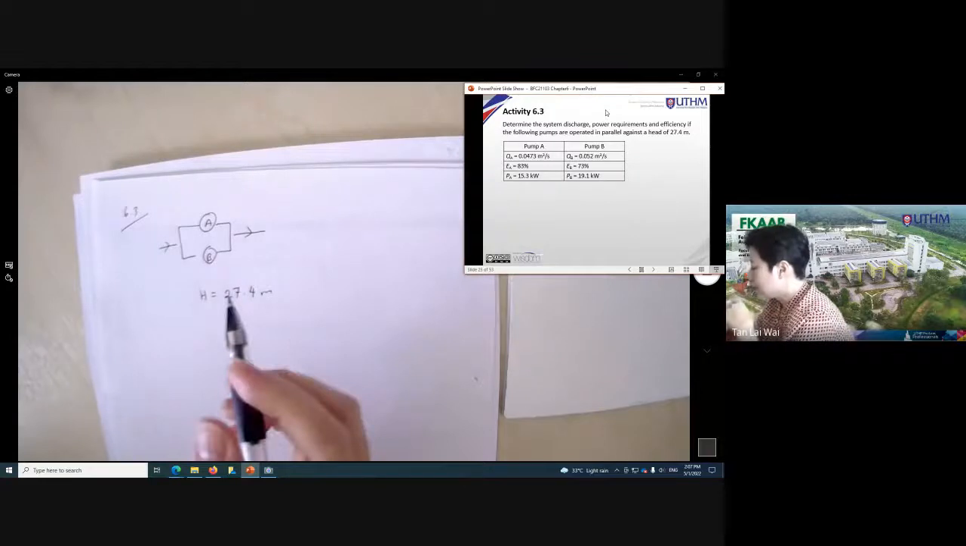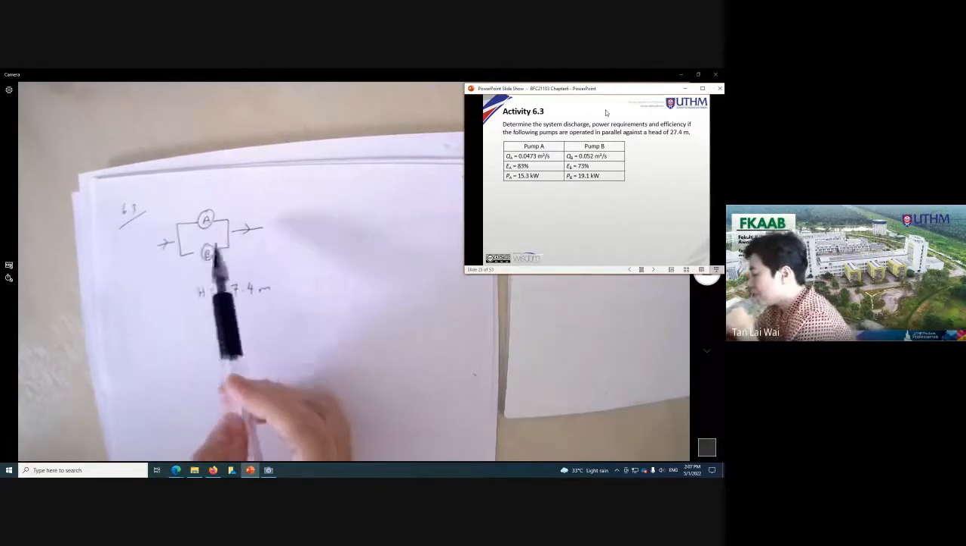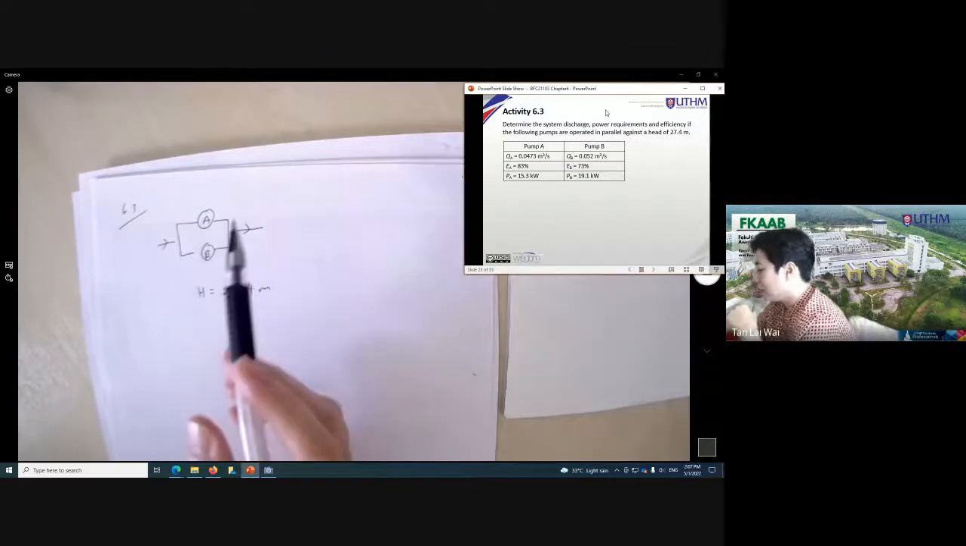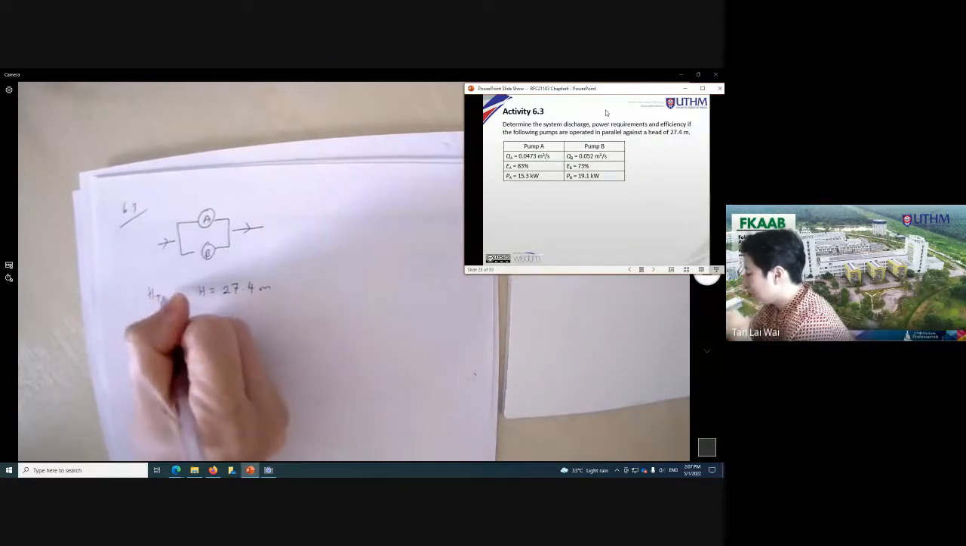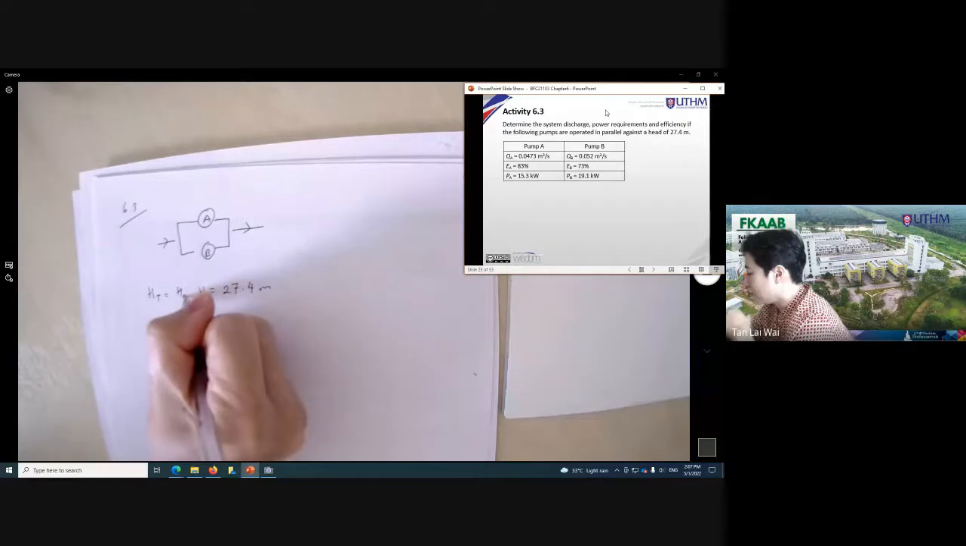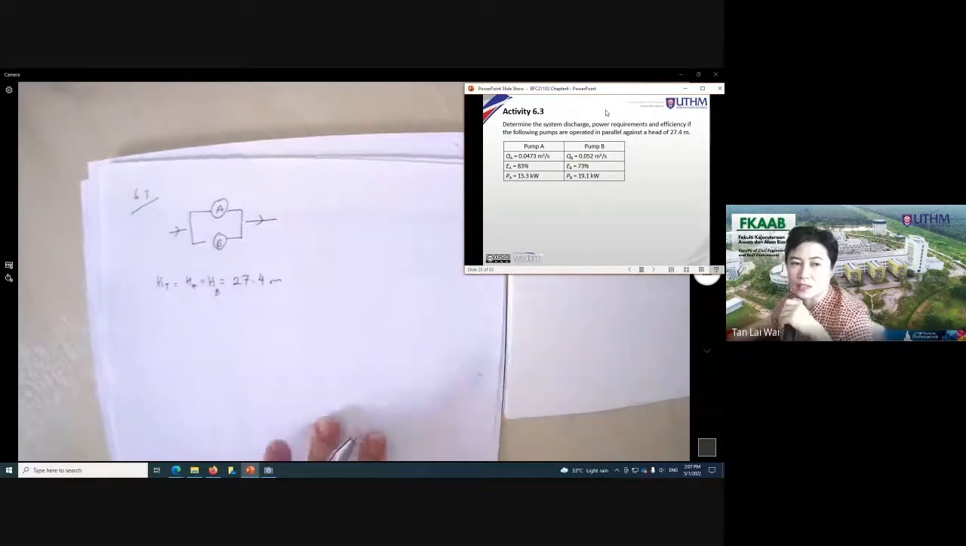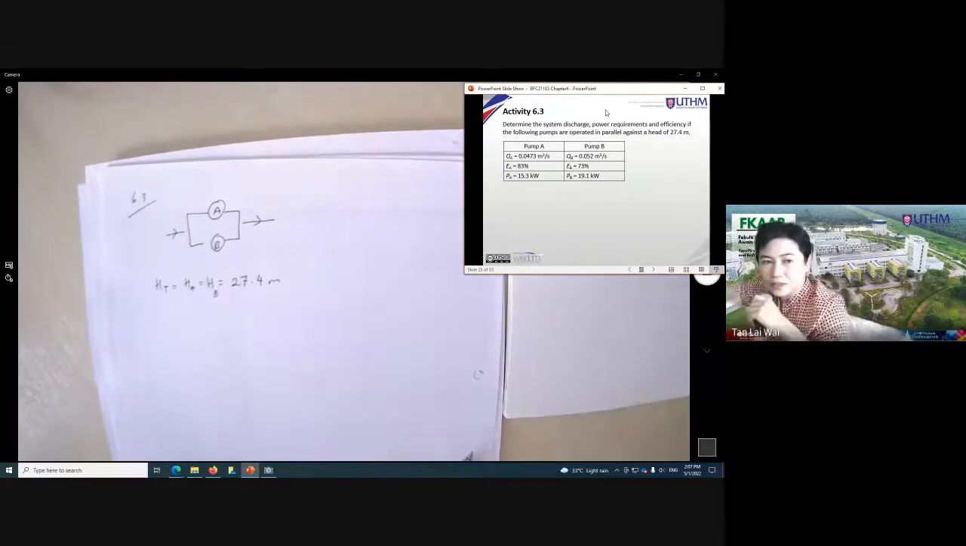Now this head, if you still remember, if the pumps are installed parallel, HT would be the same as HA, the same as HB. That's why it gives you the head of the total system, the head of the system.